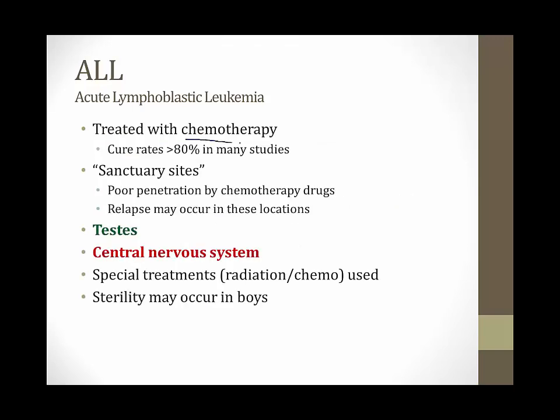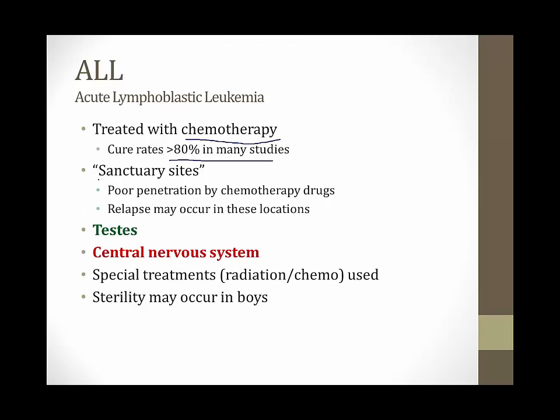ALL is treated with chemotherapy, and the cure rates are generally very good. Greater than 80% of patients in most studies are able to achieve a complete remission. Now remember what I told you before, this is a disease of children, so it's very difficult for families to have a young child diagnosed with leukemia and have to go through many rounds of chemotherapy, but luckily, after going through all that, many times the child can achieve complete remission.